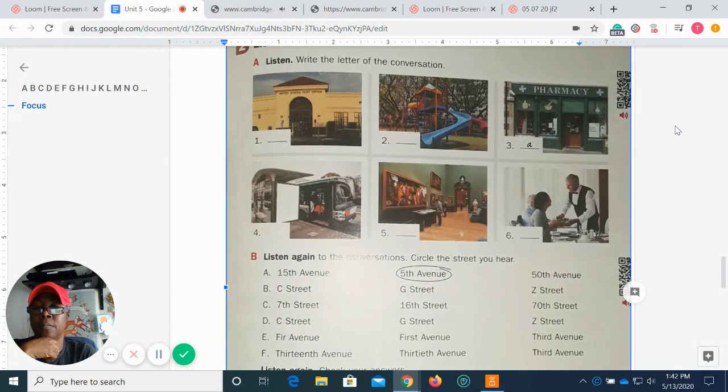Conversation D. Excuse me, is the bus stop around here? The bus stop? Let's see. Yes, it's on G Street. G Street? Is that far? No, it's across the street. Thank you. I appreciate it.